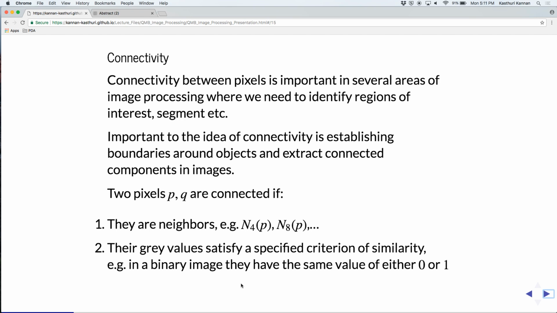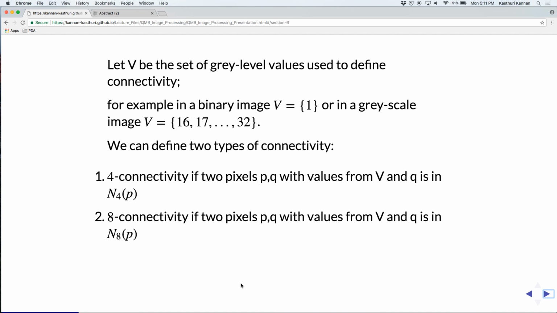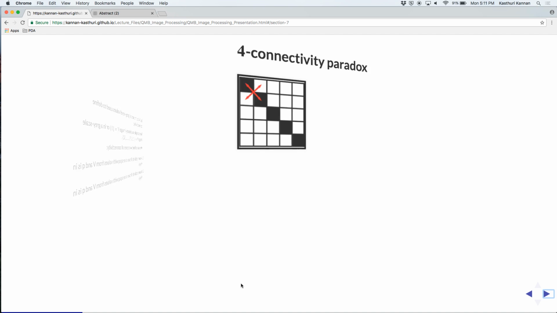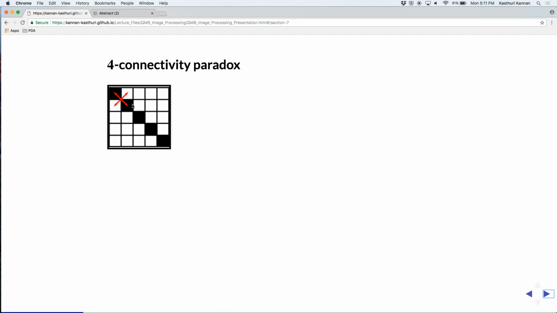Let's say that you are defining one pixel as connected to another if they are in the 4 neighborhood. Will this be enough to distinguish the background and the foreground? That's the question. Actually, it's not, because of the following case.